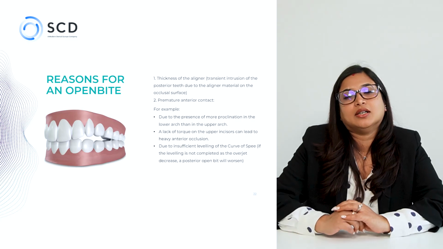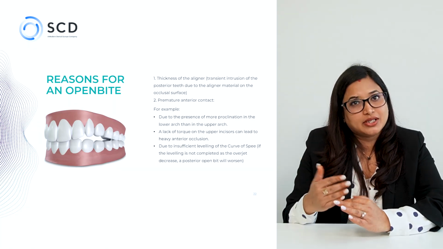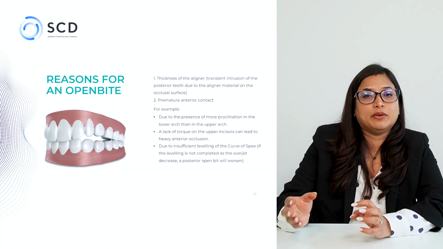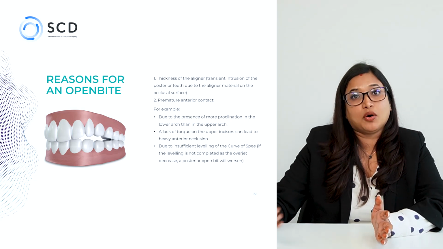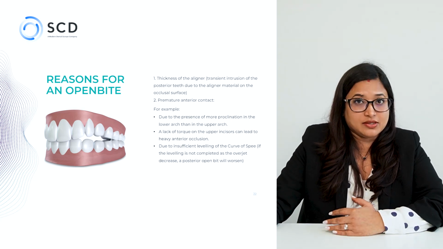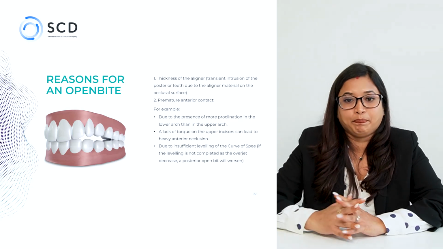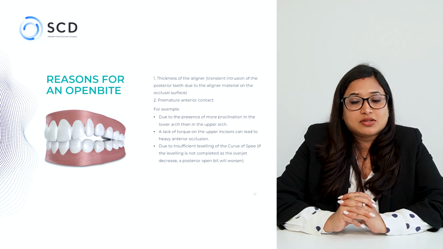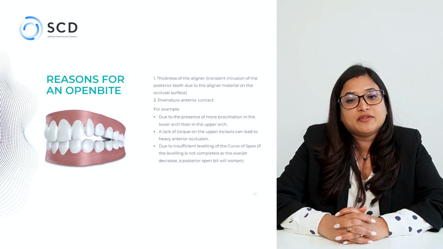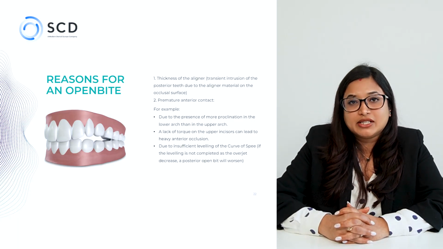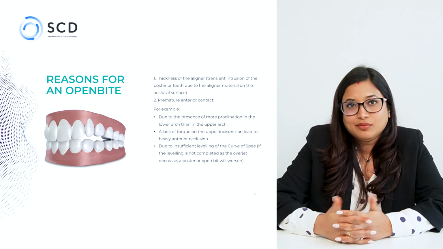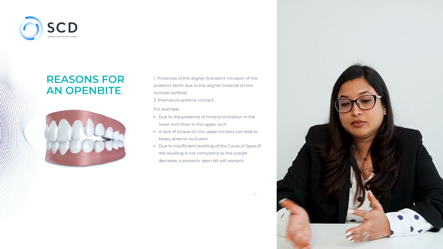When you're wearing it, it creates a gap between the posterior teeth, and you can see that there is an open bite, but over a period of time, it automatically closes when you're using the retainers correctly. But having said that, of course, it is there. So it was caused because of the transient intrusion of the posterior teeth due to the aligner material on the occlusal surface, which is a way of bringing about the movement.